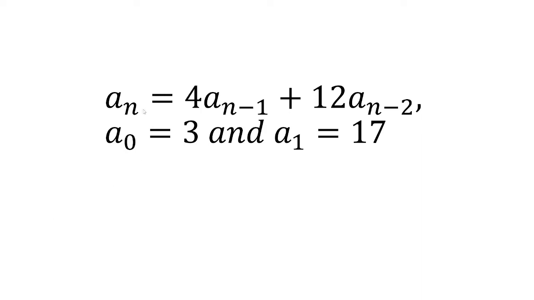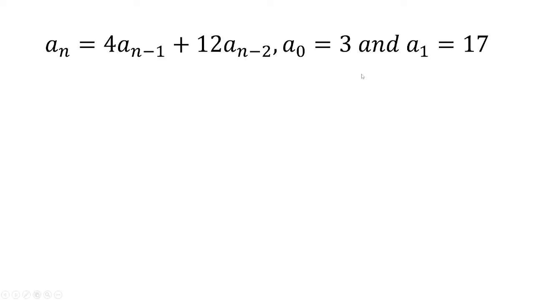In this video, we want to find the solution to the recurrence relation a sub n is equal to 4 times a sub n minus 1 plus 12 times a sub n minus 2, with the initial condition that a sub 0 is 3 and a sub 1 is 17.